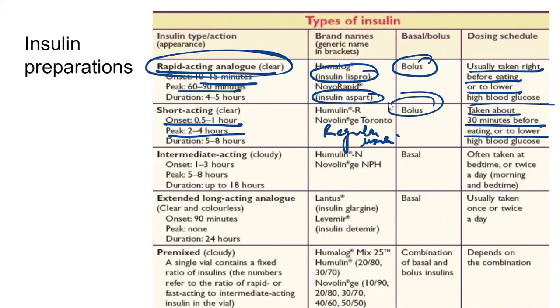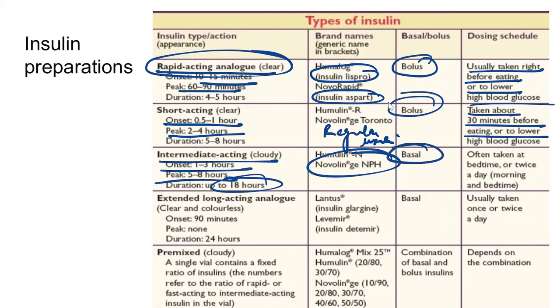Then we have intermediate acting, whose onset of action is 1 to 3 hours, peak is 5 to 8 hours, and duration is almost up to 18 hours, in which we have NPH insulin. It is mostly given as a basal dose, often taken at bedtime or twice a day. Mostly we used to give them twice a day.